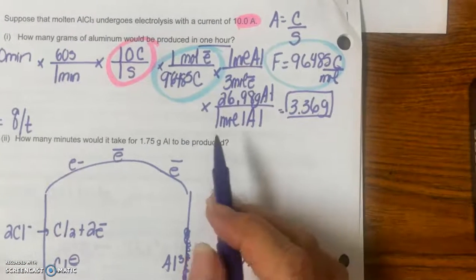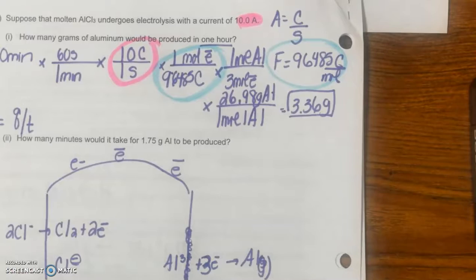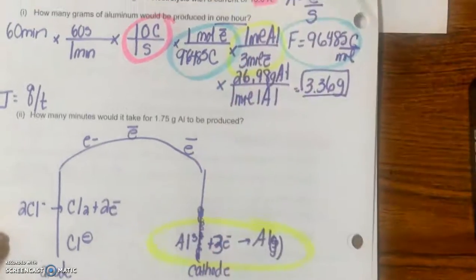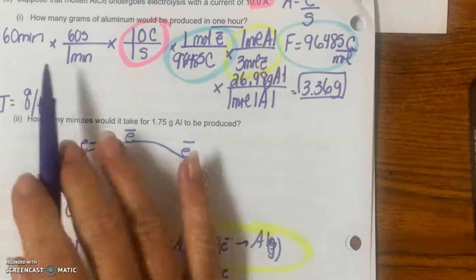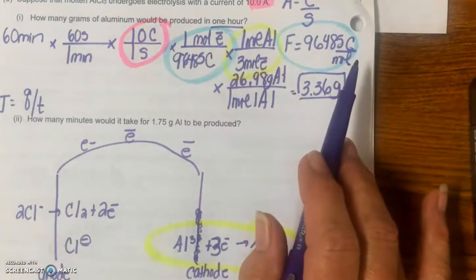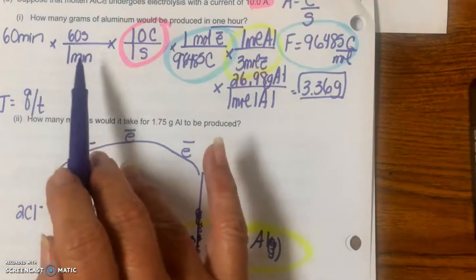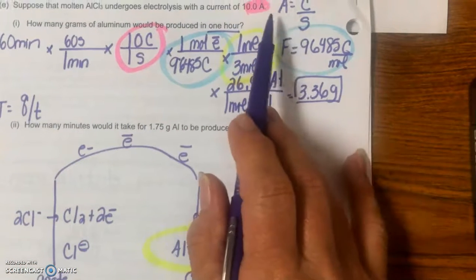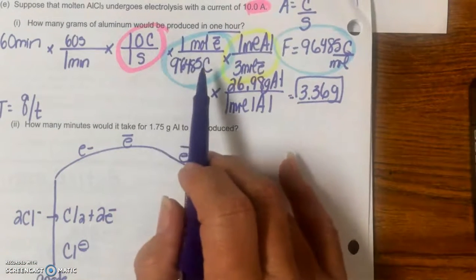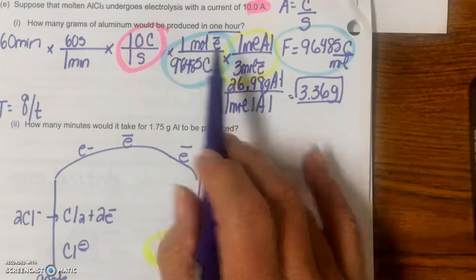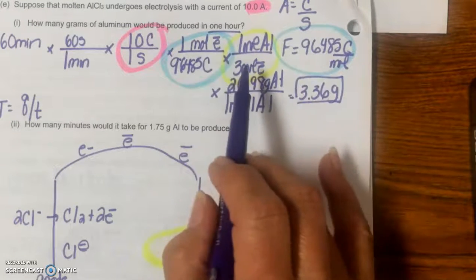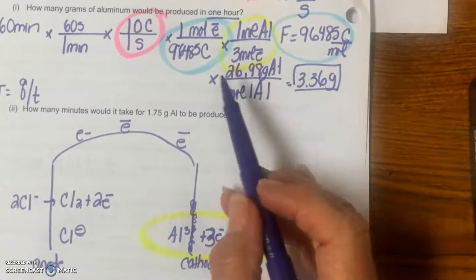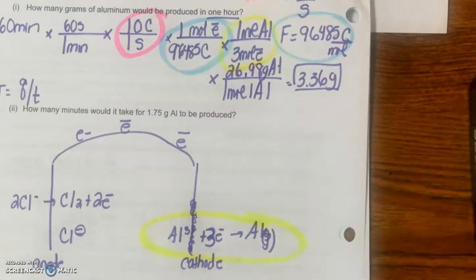So where are my important steps here? Let's look at our 3 important steps. We're going from time to mass. I've got my time. I need to make sure it's in seconds. I can convert seconds to coulombs using amps. I can convert coulombs to moles of electrons using F. I can convert moles of electrons to moles of aluminum using my equation. And then I go from moles to grams using molar mass.